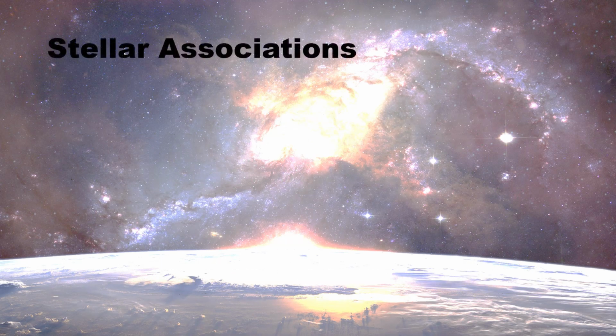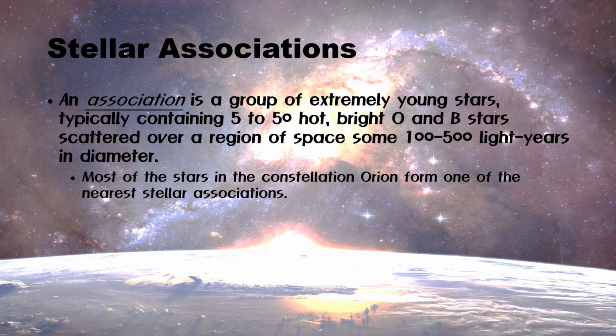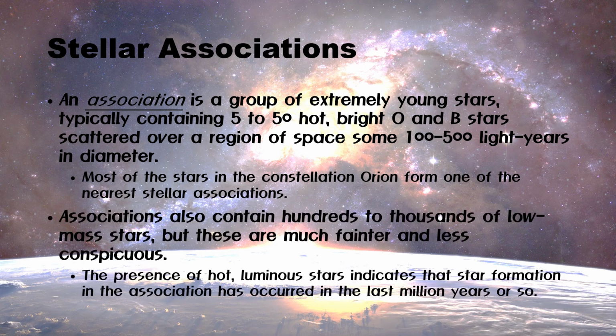The last thing that we need to talk about is stellar associations. An association is a group of extremely young stars, typically containing 5 to 50 hot, bright O and B stars that are scattered over regions of space some 100 to 500 light years in diameter. For example, most of the stars in the constellation Orion form one of the nearest stellar associations. Associations also contain hundreds to thousands of low-mass stars, but these are much fainter and less conspicuous. But the presence of hot luminous stars does indicate that star formation in an association has occurred within the last 1,000,000 years or so.